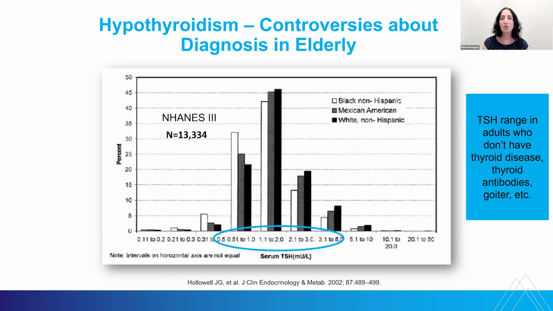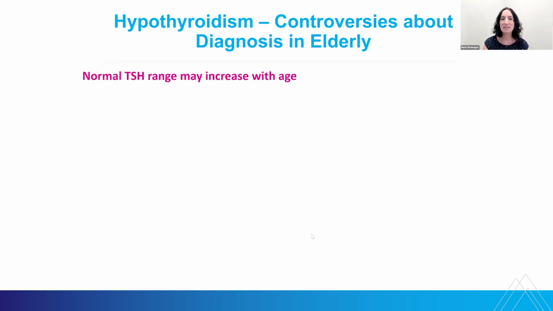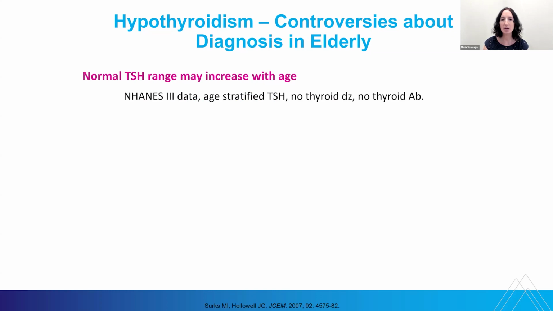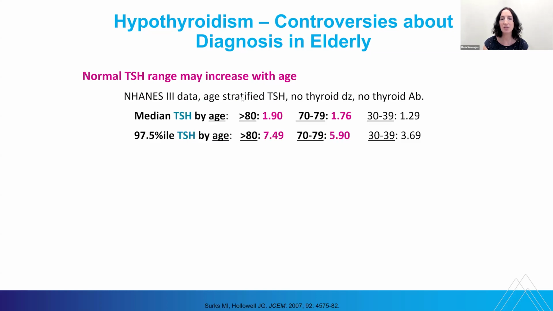So these are individuals without thyroid disease, and this is the reference range of TSH. Now, when you go further and you take a look at the normal TSH based on age, the data starts to be revealing. So the NHANES data stratified individuals based on age and found that the median TSH in the 30 to 39-year-olds was 1.29, and 70 to 79, 1.76, and over 80 was 1.9.